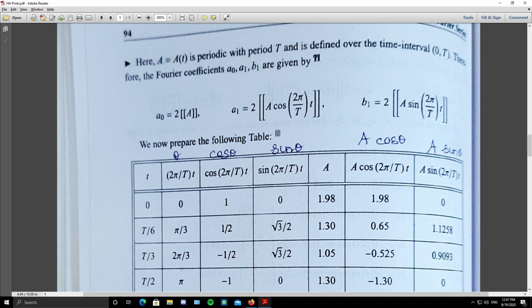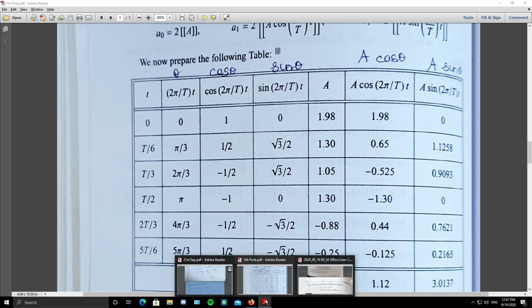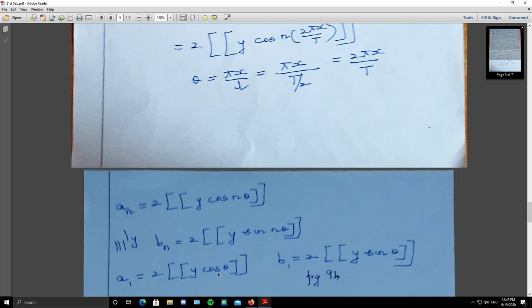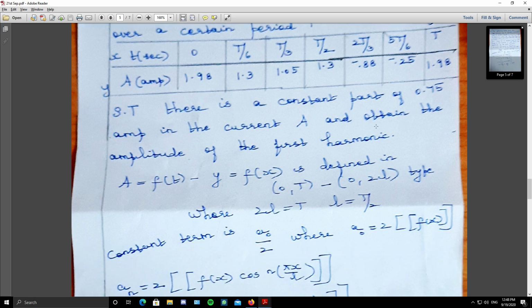So I told you in the table you should include only one of the endpoints. So I have included only 0. Don't include both the endpoints. In all the problems include only one of the endpoints. So it is better to include the first endpoint and not to include the last endpoint. Why are we not including this endpoint? Because it is a periodic function, and this endpoint is counted in the next interval.